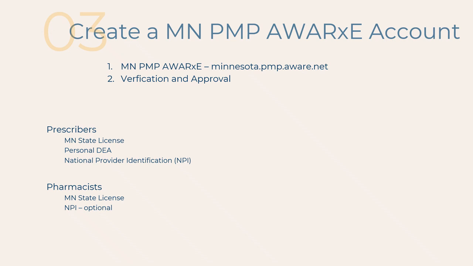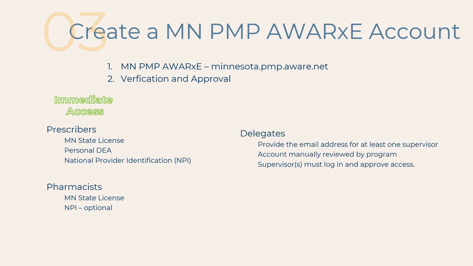If approved, access is immediate. If denied, an email response is sent with additional instructions. Denied applications cannot be revised by program staff. Delegates submit an application for their own account but must provide the email address of at least one supervising Minnesota PMP account holder to search on behalf of. If working with multiple prescribers or pharmacists, each should be added. Once submitted, program staff will review and if complete, the application will be approved.